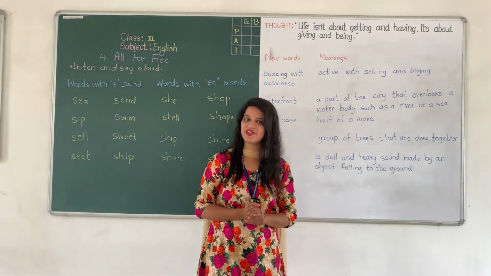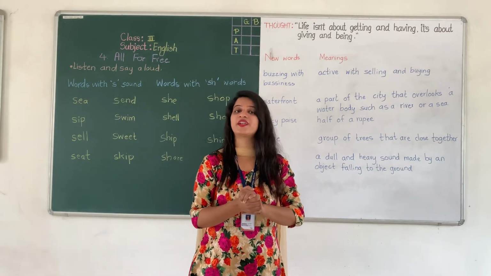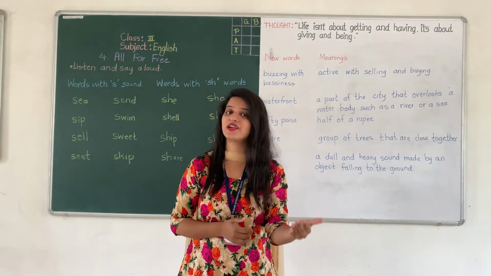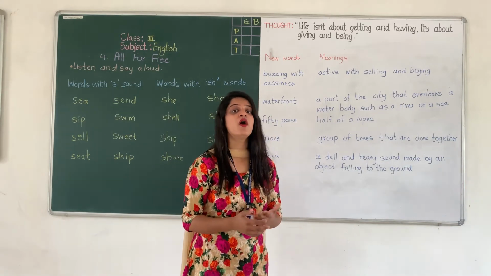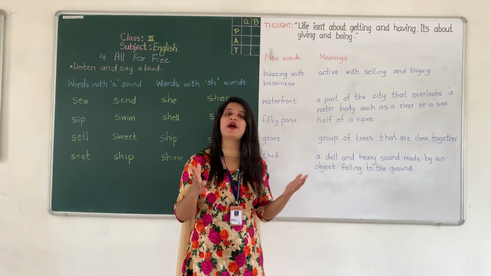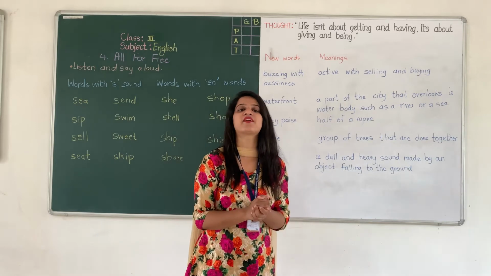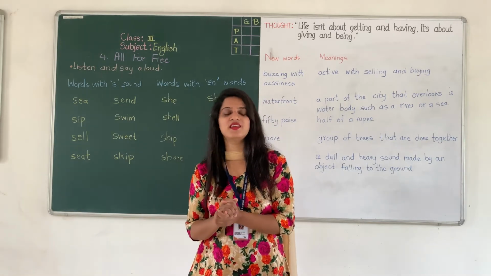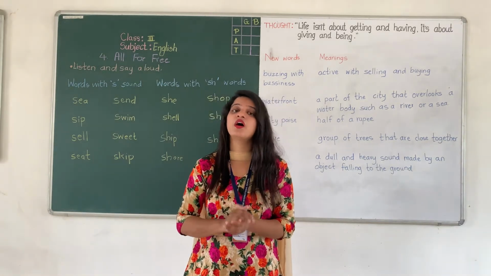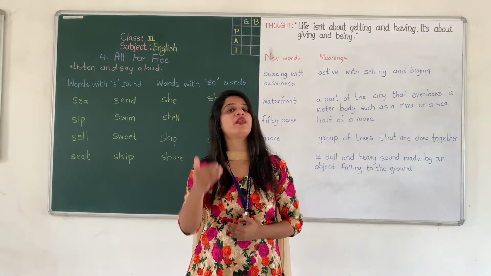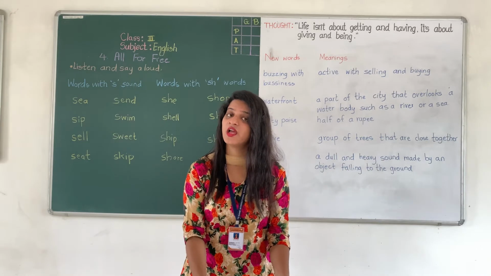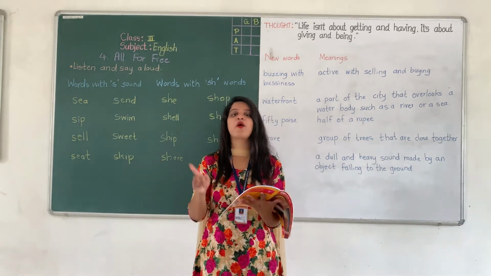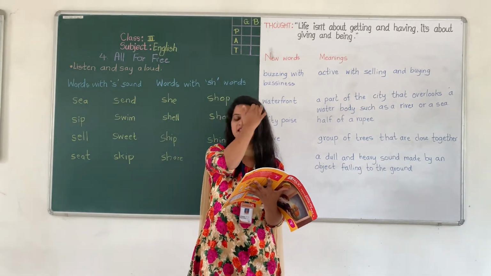Okay, my dear children. So, what did he do then? The coconut seller told him that you go to the waterfront. Now, what is a waterfront? A waterfront is a part of a city that looks like a river or sea. Alright. So, now let us see what Bhikkhu Bhai did next. So my dear children, in your textbook, point your finger on the next part.